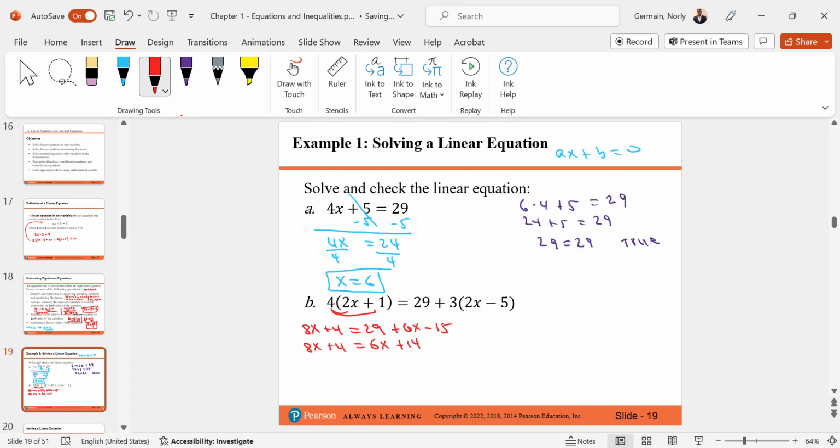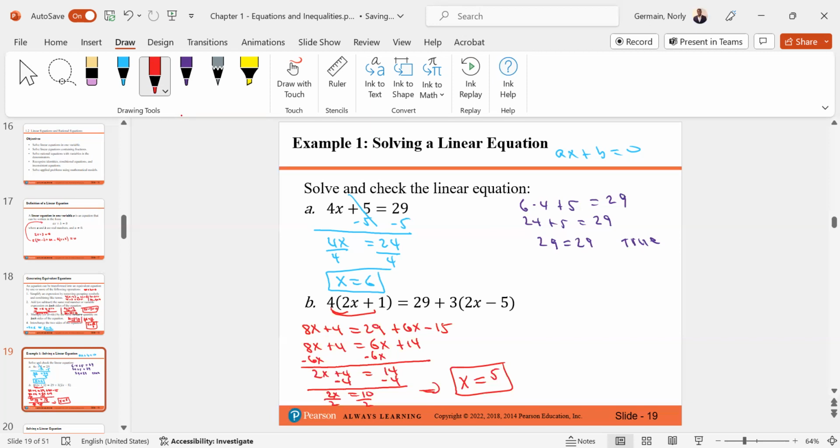Now, two ways. We can subtract 6x from both sides and make sure 8 minus 6 is 2x. We keep our 4 on this side. 6x minus 6x is gone, so we have 14. Now, subtract 4 from both sides. It gives you 2x equal 10. Now, when you divide both sides by 2, I bet everyone can do this one, so x would be equal to 5. Now, try to plug x equal 5 in the original equation and make sure it gives you the same exact thing.